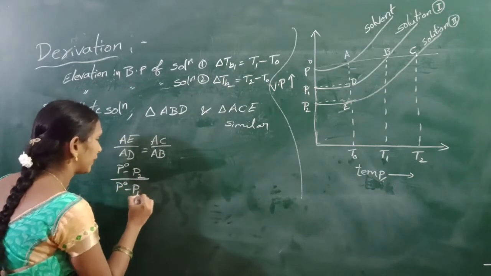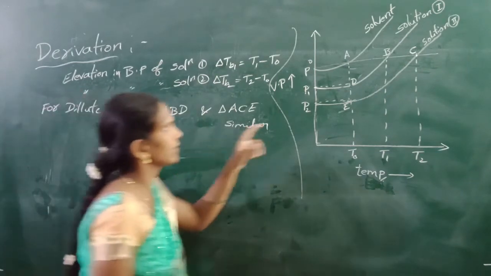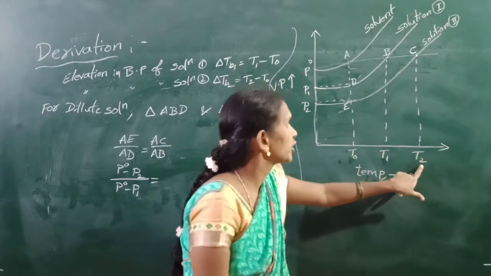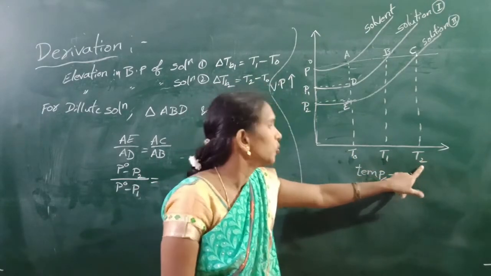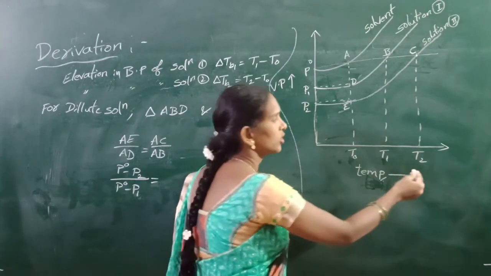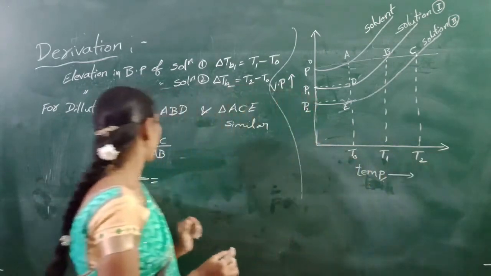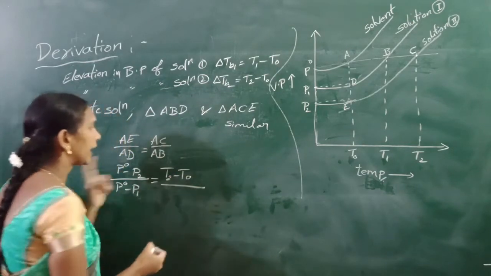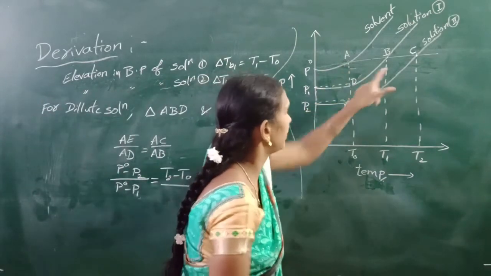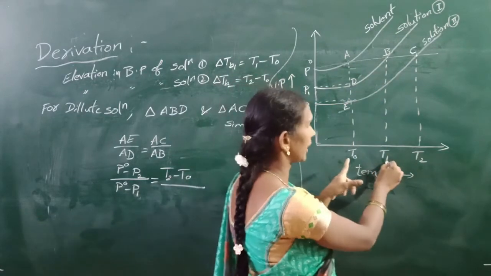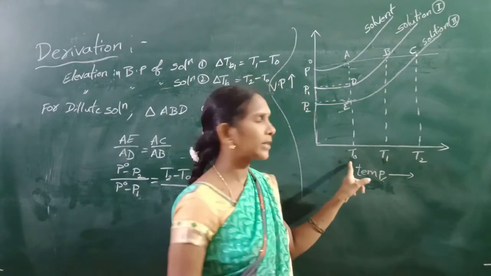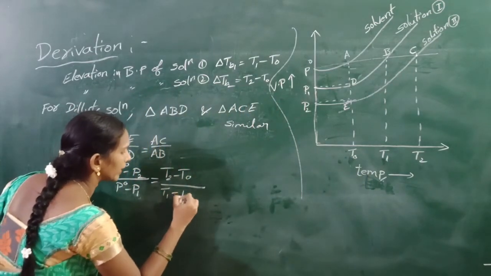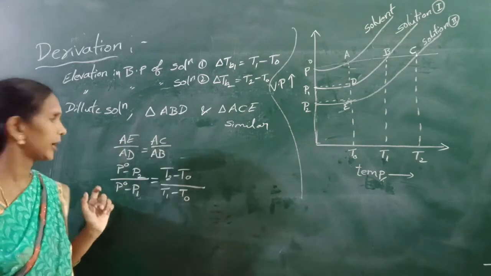P0 minus P1 is equal to AC. AC means temperature of the pure solvent, temperature of the solution 2. So T2 minus T0, by AB. AB means temperature of the solution 1, temperature of the pure solvent. That means T0 minus T1.